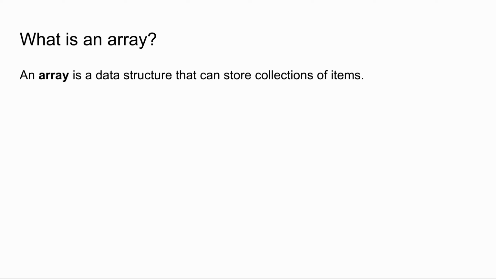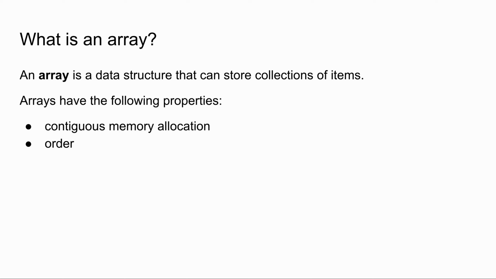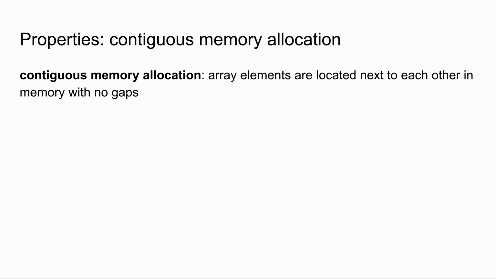First, let me tell you about arrays. An array is a data structure that can store collections of items. Arrays have the following properties: contiguous memory allocation, order, homogeneity, and random access. Let's go through each of these properties more in depth.